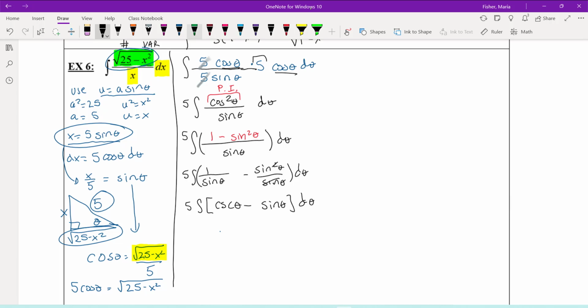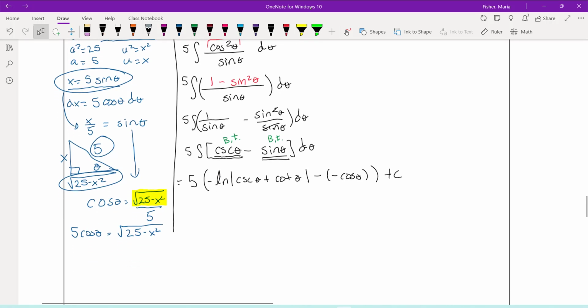Now in basic form, I can integrate cosecant of theta, and I can integrate sine of theta. Therefore, we end up with 5 times the integral of the cosecant of theta, which is negative natural log of the absolute value of the cosecant of theta plus the cotangent of theta, and then minus the indefinite integral of the sine of theta, which is negative cosine of theta, and then plus c.